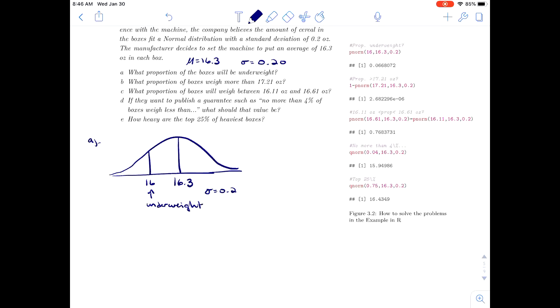The question asks for what proportion. Okay. We've already kind of talked about this, but a proportion is a probability, which is basically a percentage.